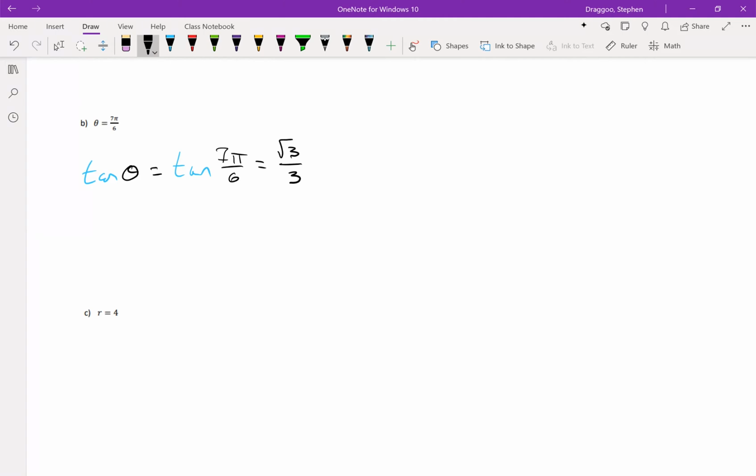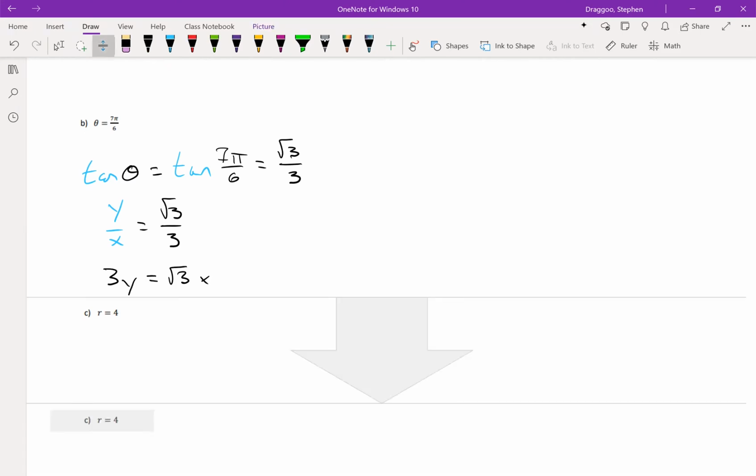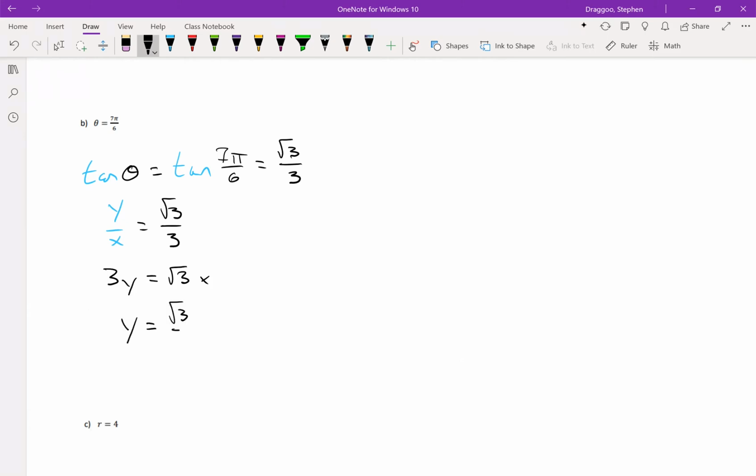So then I'll just change tangent to y over x. So y over x is equal to the square root of 3 over 3. So 3y is equal to square root of 3 times x. Or if I wanted that more in a y equals format, I could have just left the root 3 over 3 all on the right side and had just y equals root 3 over 3 times x.